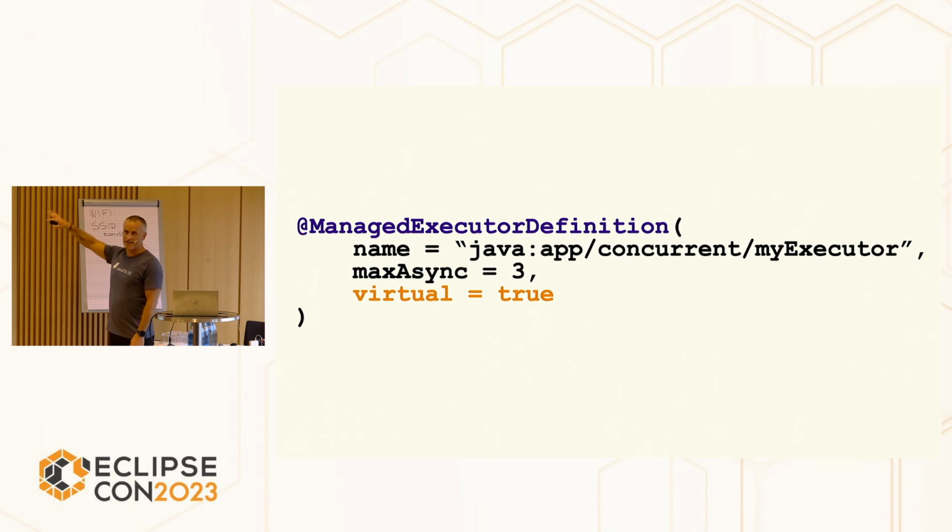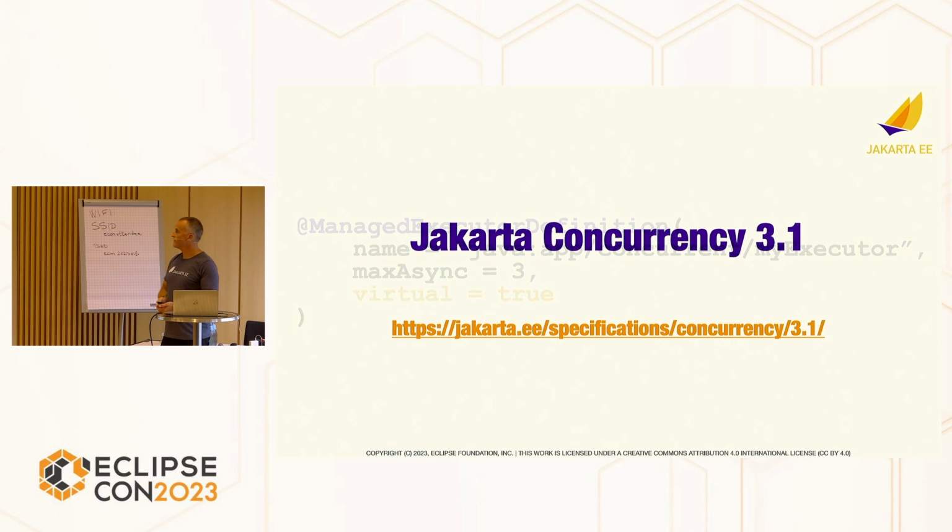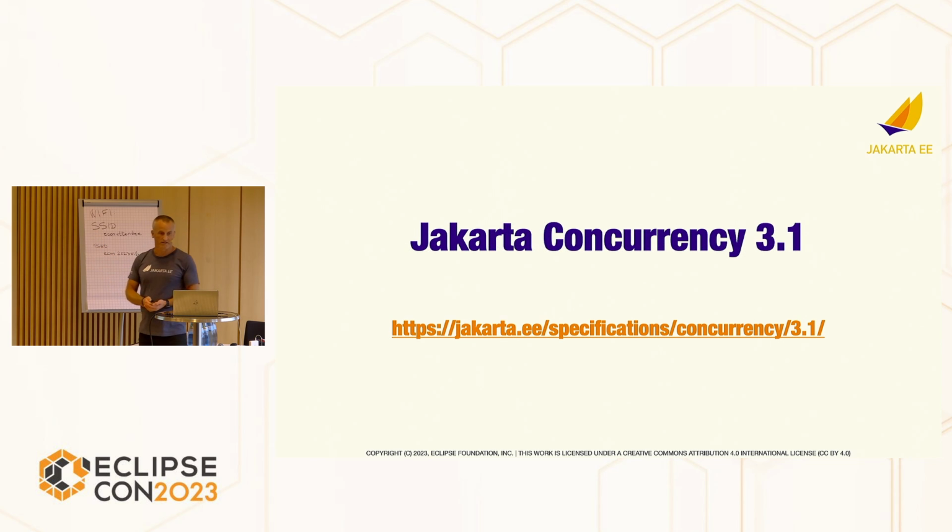This is an example of how they propose things. It's not necessarily going to be like that, but add a virtual=true flag in this managed execution definition, and then you will get it there. So rather than creating the virtual thread yourself, we will have this create it for you. And for concurrency, you can find more details about that specification on the concurrency webpage.